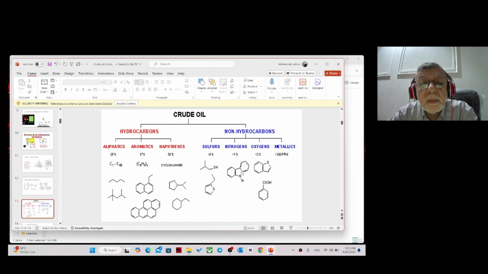In crude oil, we have 2 types of compound. We have hydrocarbon compounds and non-hydrocarbon compounds. Hydrocarbon compounds are aliphatic, aromatic, and naphthenic, and this is the percentage of each one. Aliphatic is 25%, aromatic is about 17%, and naphthenic is about 50%. And this is the structure, a linear structure. This is for a hydrocarbon compound, like this 1, 2, 3, 4, 5 carbon atoms, and hydrogen is always there.